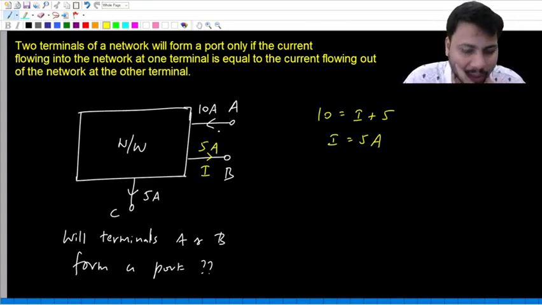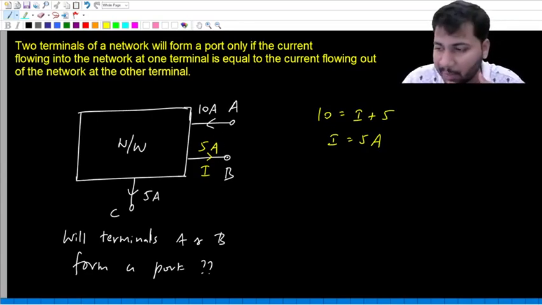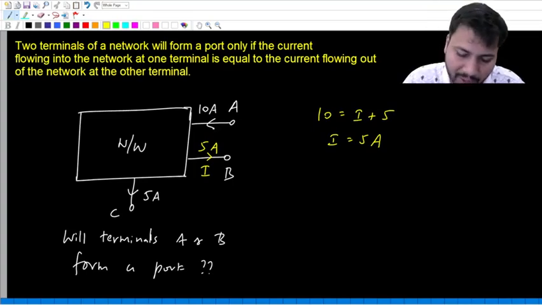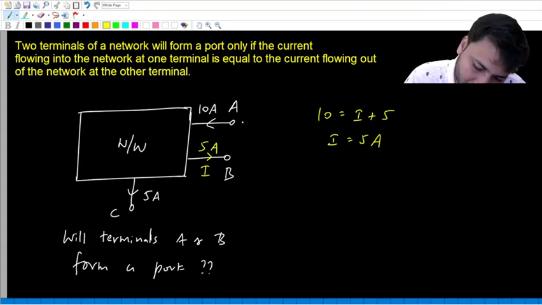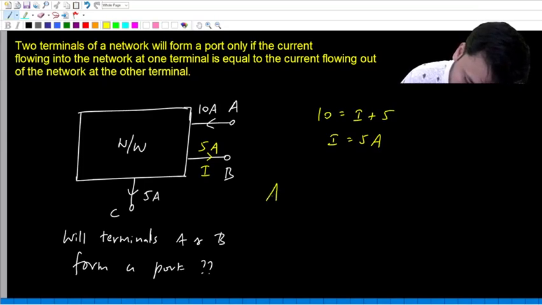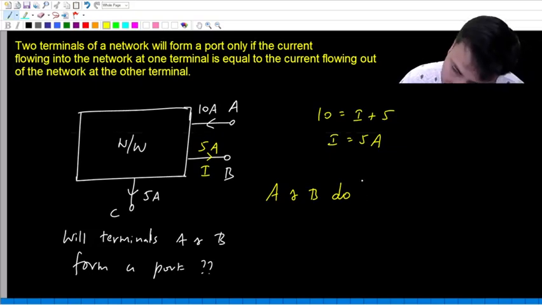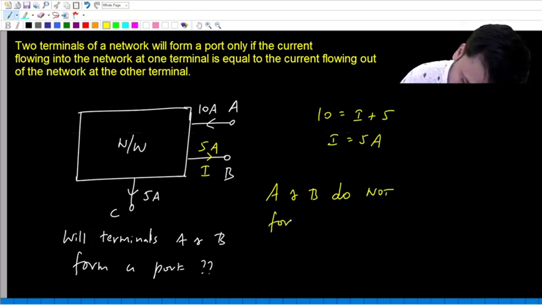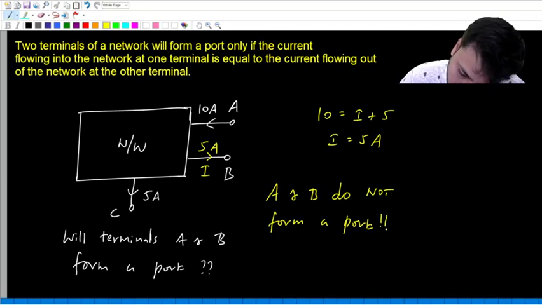So look at terminal A. At terminal A, 10 amps is flowing into the network. At terminal B, only 5 amps is flowing out of the network. If terminals A and B should form a port, then the same current should enter and leave at the two terminals. Okay, if 10 amps is entering at terminal A, 10 amps also should leave at terminal B. But here only 5 amps is leaving. So the answer is no. So A and B do not form a port.